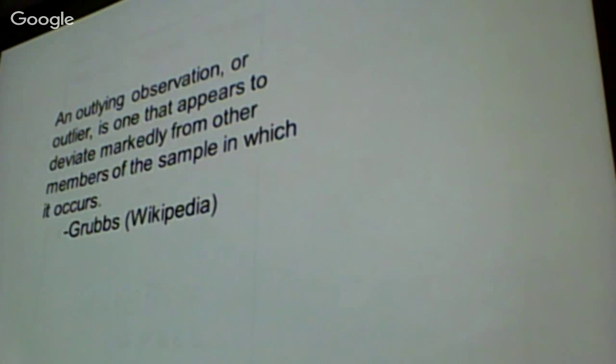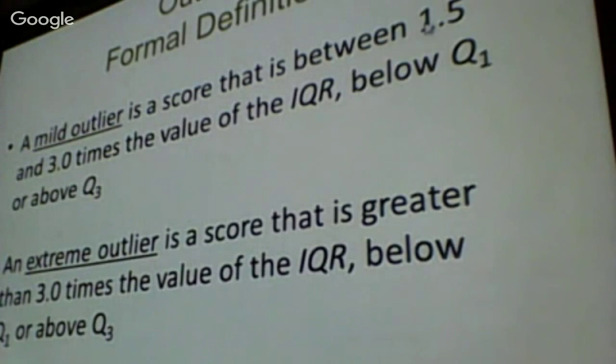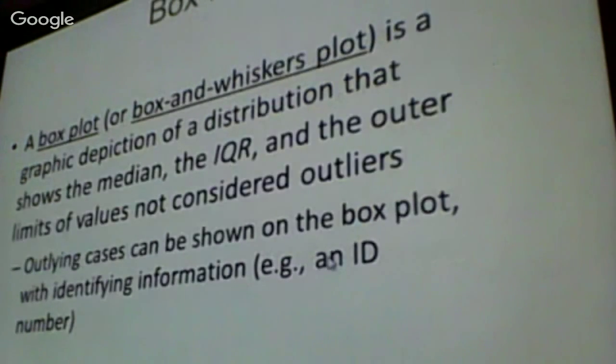So an outlier is an observation that is markedly different from everybody else. Okay, so in this course, we follow the textbook definition of what an outlier is. An outlier is a value that is 1.5 times the interquartile range beyond the quartiles. That's why we compute the IQR. One of the reasons is so we can now identify outliers. So we say that a mild outlier is one with a score that is between 1.5 and 3 times the value of the IQR, and the extreme outlier is one that is more than 3 times the value of the IQR. Okay, so let's see how that looks.